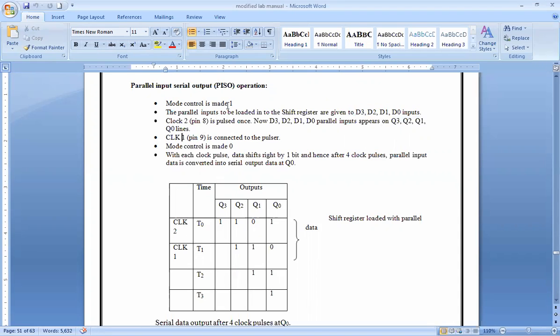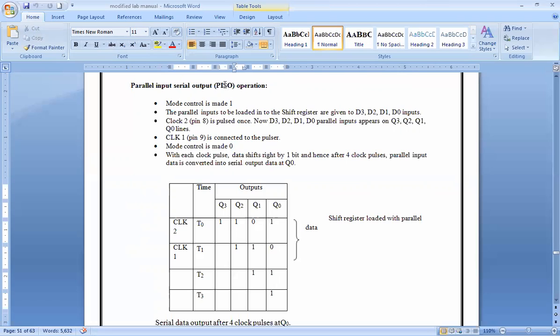And then mode 1 is changed to mode 0. Why is this? Because I want to shift right. So because of this, what is going to happen? All the data will be shifted one by one and I will be taking the output across Q0.